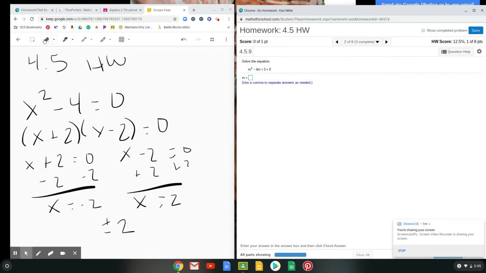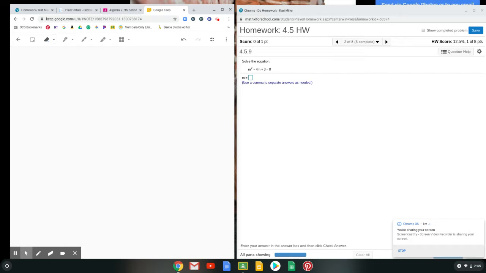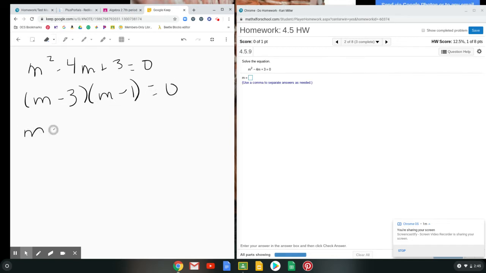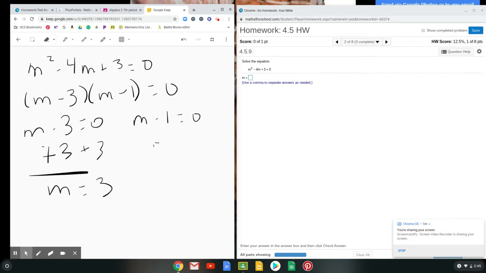All right, number 2, again, we're just factoring and then going to take each factor, set it equal to 0, and solve. So this will be m minus 3, m minus 1. Take each factor, set it equal to 0, and solve. So we're adding 3 to both sides. So m equals 3. And then m equals 1. So 1 and 3.